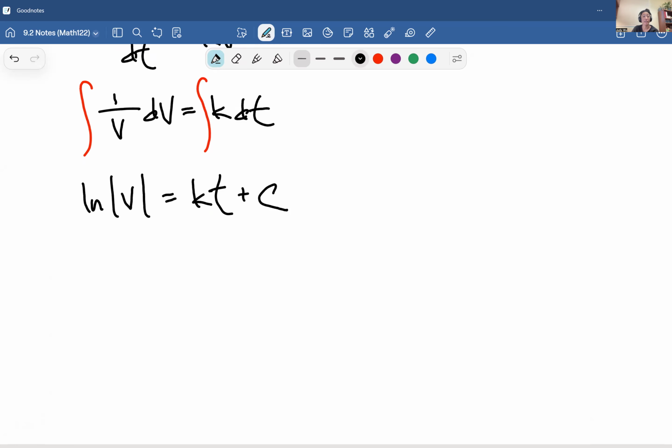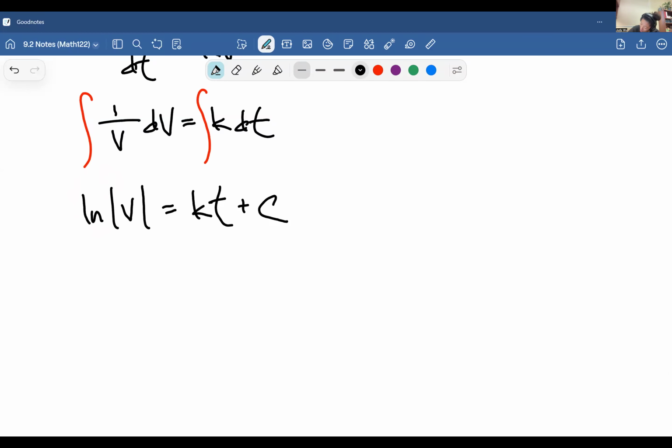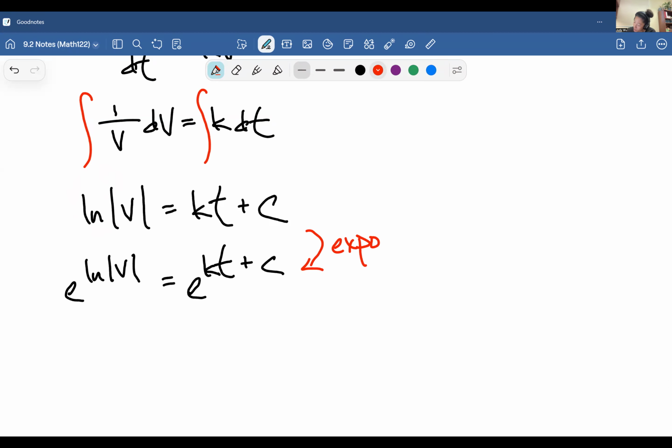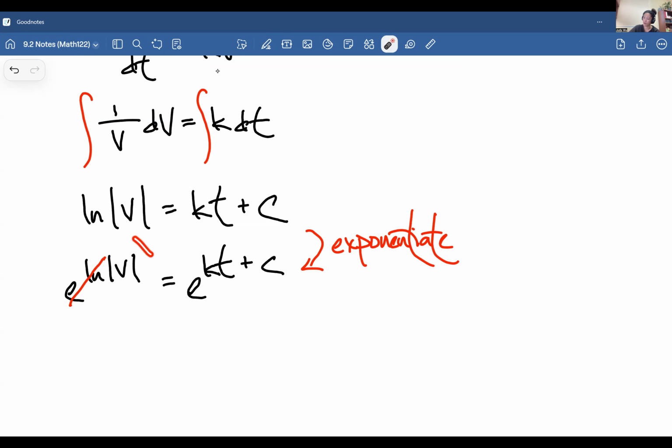Now to get rid of this natural log so we can get our v all by itself, we are going to put e to the power of both sides. So e to the natural log of the absolute value of v equals e to the kt plus c. This step has a fancy word: it's called exponentiate. We're saying let's e both sides so that we can get rid of that natural log part and find our v.